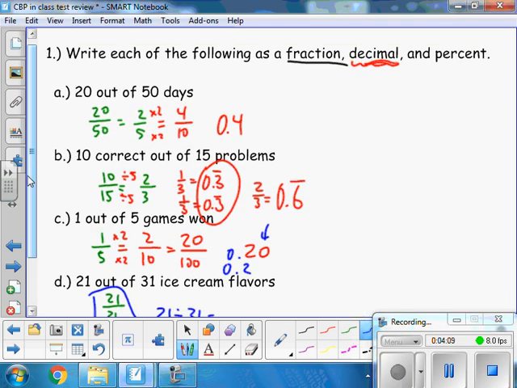What's next? Percents. Let's go ahead and press pause, get the percents, and go.